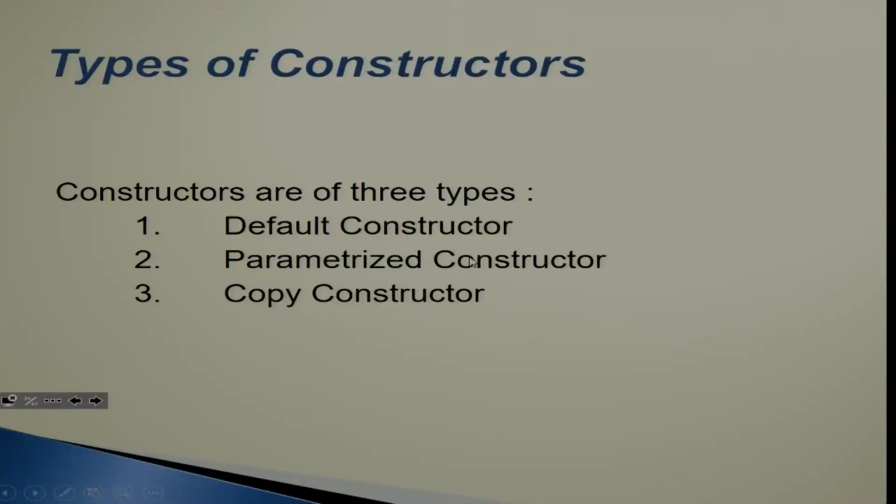We have three different types of constructors in programming. We have default constructors, parameterized constructors, and then copy constructors. Those are the three different types that we have in programming, right?